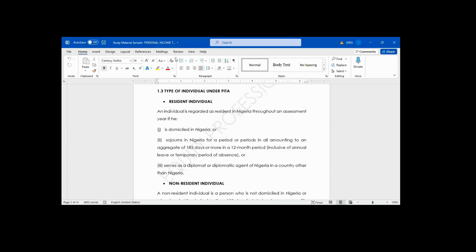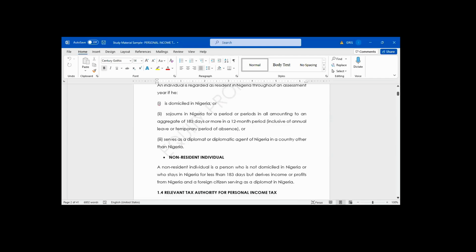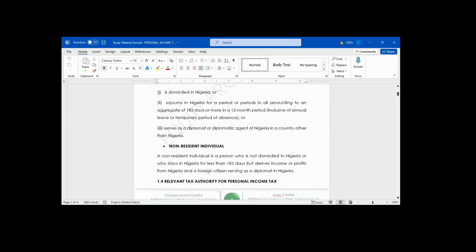That is resident individual. Why non-resident individual? It is a person that does not domicile in Nigeria for more than 183 days, but derives income in where? In Nigeria. A non-resident individual is a person that does not domicile in Nigeria for more than 183 days, but what? But derives income in Nigeria.